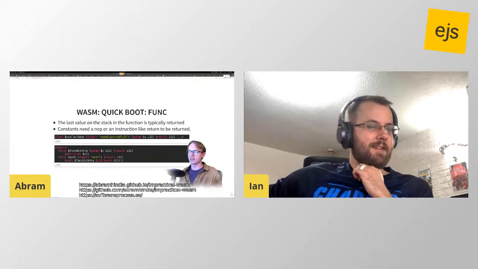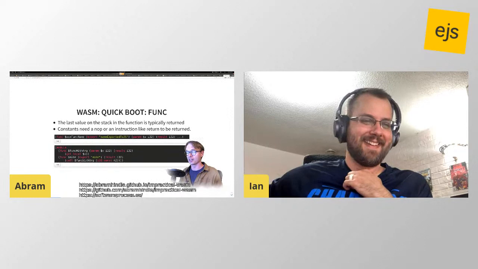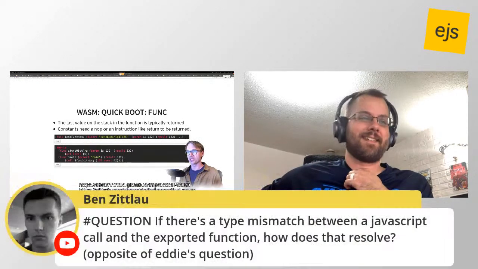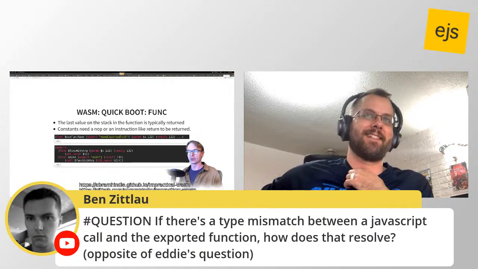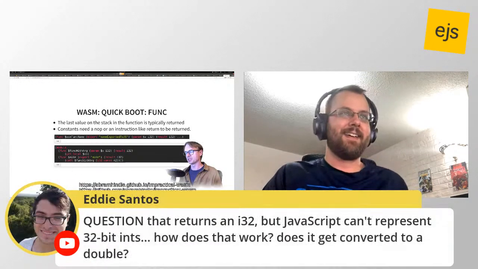What happens if there's a type mismatch? When there's a type mismatch, your WAT compiler will complain bitterly, and it won't make a WASM file for you. So you'll see the error, and you'll have to debug it. So it will type check for you. Yeah. But back to the first one.